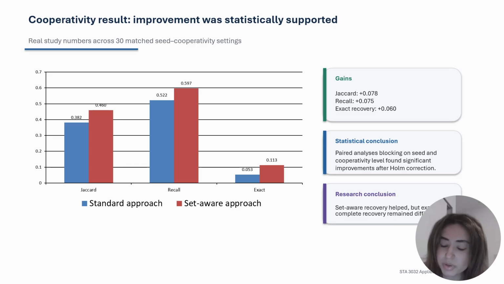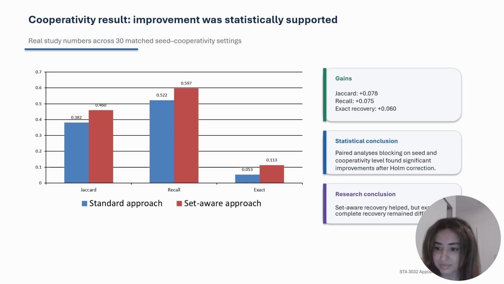So for each of the metrics, let's look at the bars. For this output, which is also a response variable, we have Jaccard at 0.382 versus 0.460. So there is a gain in our approach compared to the baseline, and the recall was also having some gain, which is 0.075, and for the other metric, exact recovery, we also had a gain of 0.060. After the Holm correction for multiple outcomes, the improvement in all 3 metrics was statistically supported.